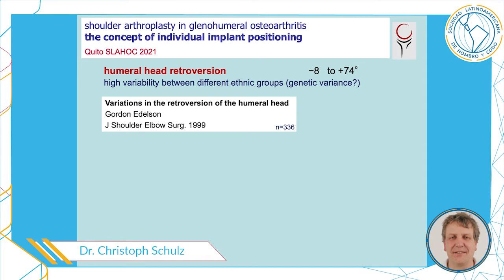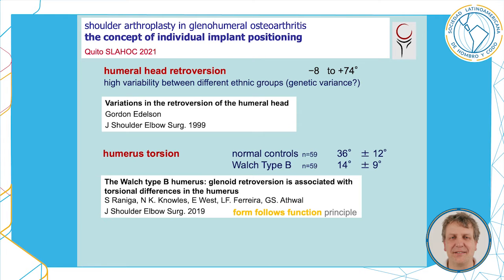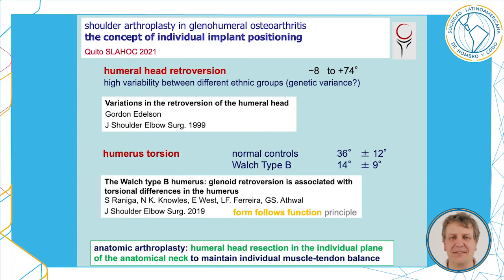Furthermore, the humeral head retroversion is very variable and is different between different ethnic groups as well. This is interesting since we all are taught to implant the humeral stem in the same manner, independent from the ethnic dependence of the patients. Again, following the principle of form follows function is the finding that glenoid retroversion is associated with torsional differences in the humerus. For these reasons, I would suggest to resect the humeral head in the individual plane of the anatomical neck to maintain individual muscle tendon balance.